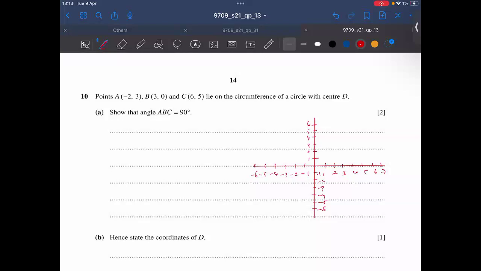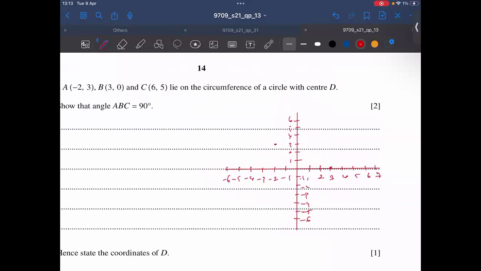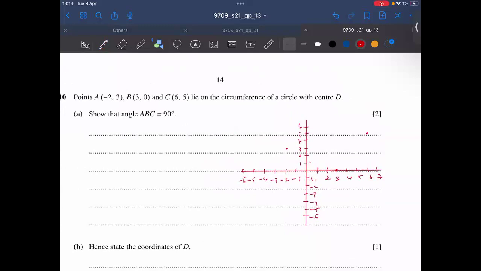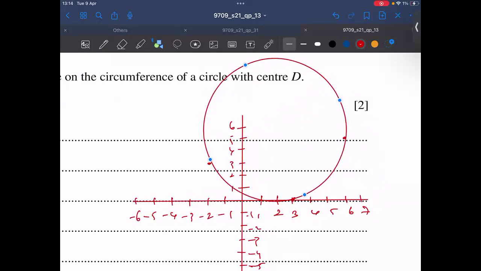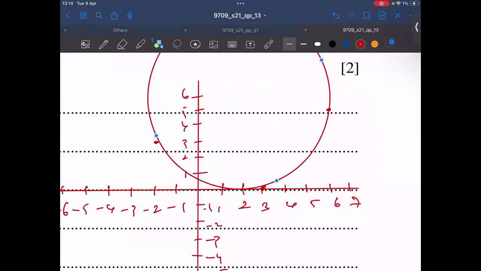So we have then the points -2, 3, and then 3, 0, and then we have 6, 5. Let's just see if they lie on the circumference. That looks pretty good, Mr. Iman. Is it or not? It looks pretty good. Yes, sir.